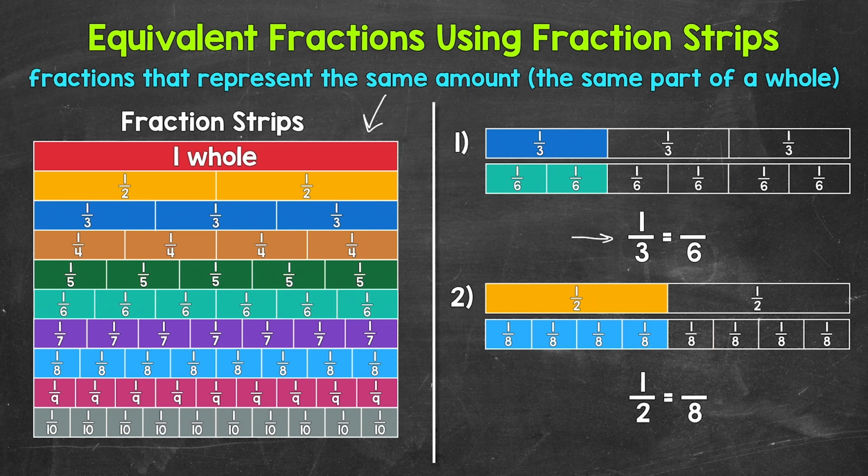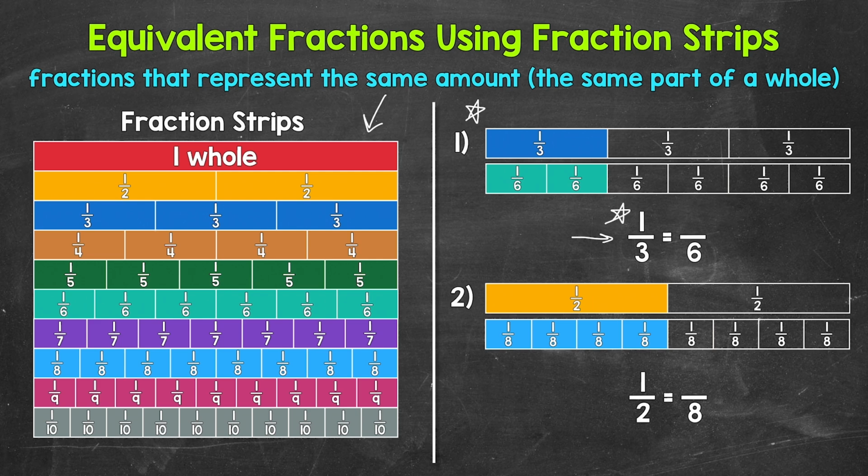So as far as the top fraction strip, we can see we have one whole rectangle divided into three equal parts. Each part is 1/3 of the whole. Now, only one part is shaded in, so this fraction strip is showing 1/3. So we have 1/3 written out right here.